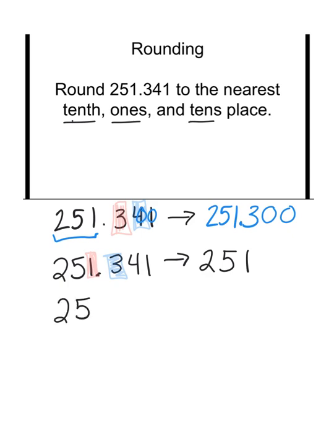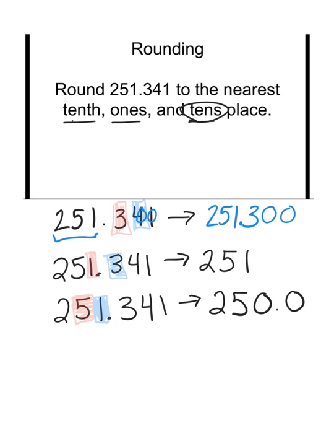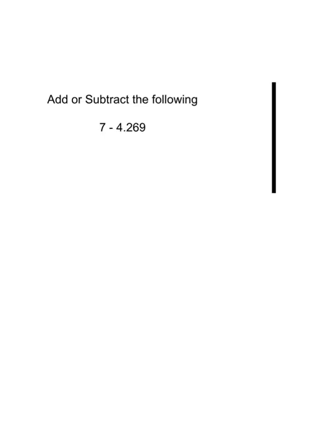Last, we're going to round 251 and 341 thousandths to the nearest tens place. The digit in the tens place is a 5, and its next door neighbor in the ones place is a 1. 4 or less, let it rest, and 1 is, of course, less than 4. So this one will round to 250. And these zeros, the rest of the digits revert to zeros.